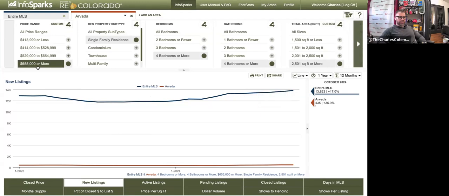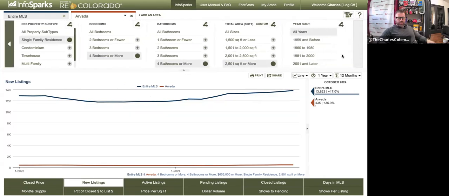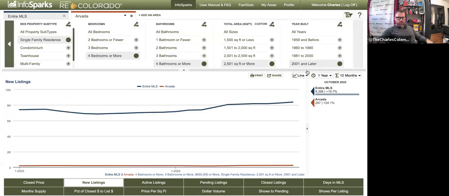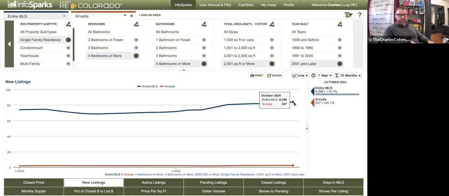We can actually see that we had home prices of $655,000 plus in single family residences only that have 4 bedrooms or more, 4 bathrooms or more, 2,500 square feet, and let's go one more, they were built in 2001 or later. Then we can see that in October, new listings that hit the market that met that criteria, there's 8,398 homes in the entirety of the MLS, and 247 of them came from Arvada specifically, right?